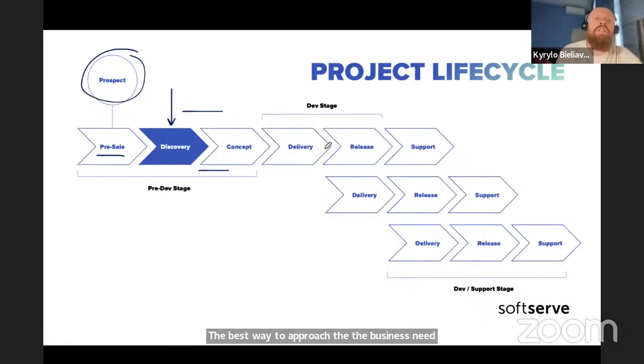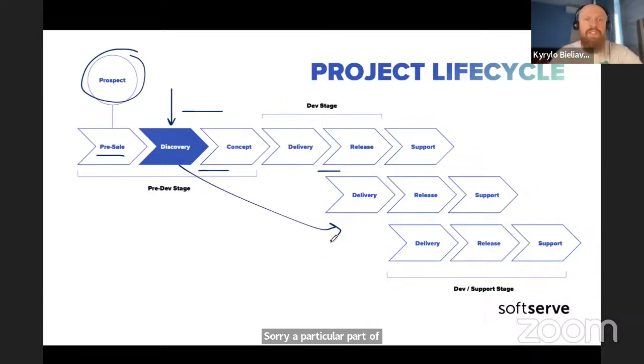But this is not the only time where discovery can be applied. For example, if this project takes a lot of iterations, and there are many examples like this, that we have been working with a certain client for, let's say, a year, and then this client brings some absolutely new functionality or a new module or a new part of the platform that he wants to develop. Even though it's not a new client, it's not a prospect at this point, we still can have a discovery stage devoted to identifying the business needs of that particular part of the solution, or particular part of the platform.